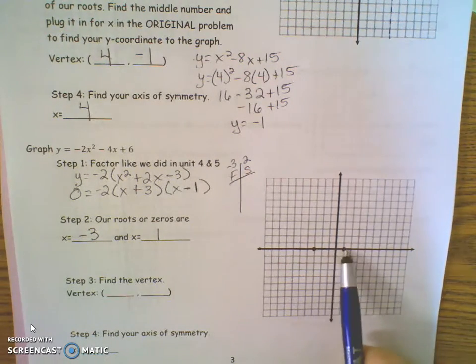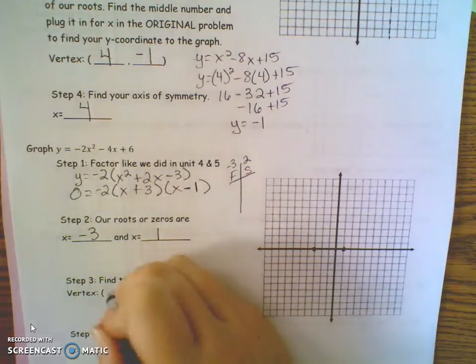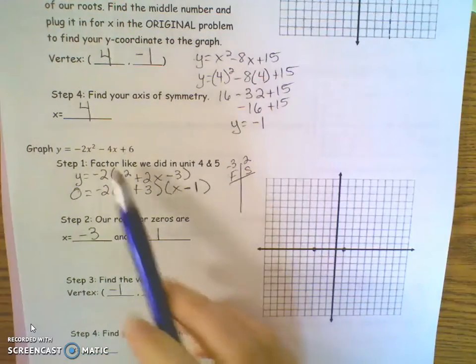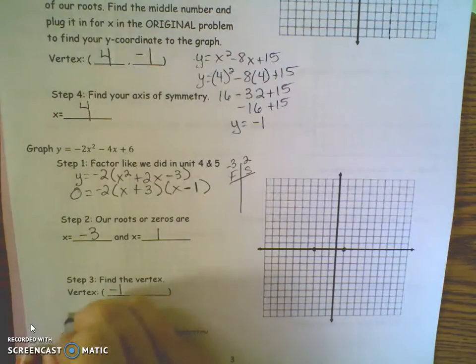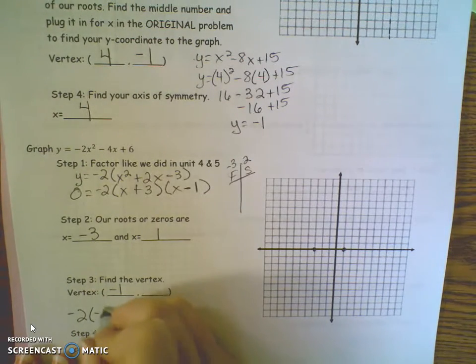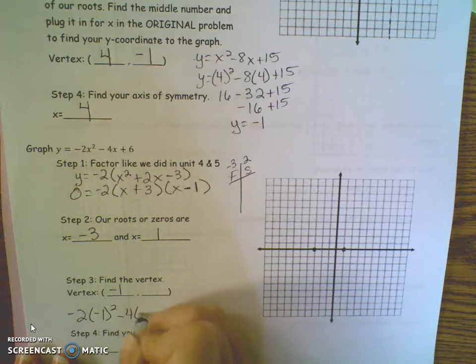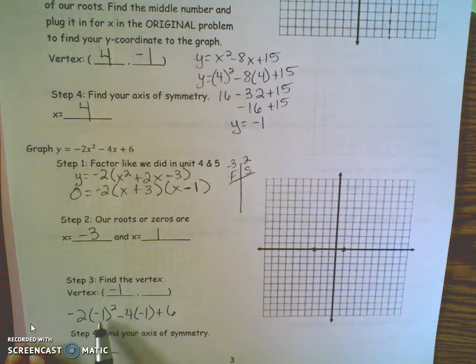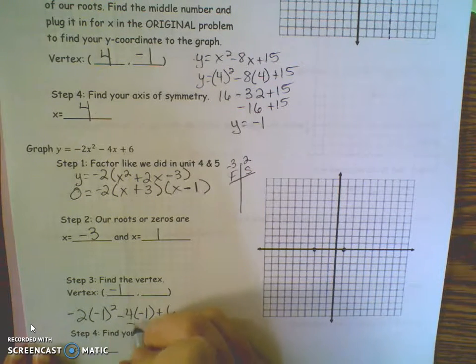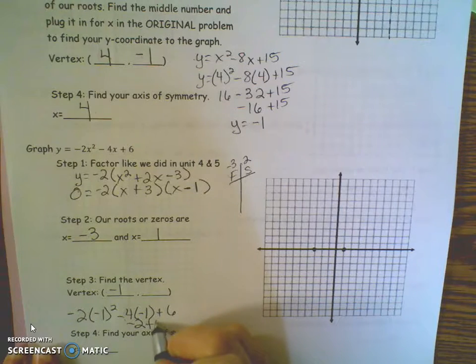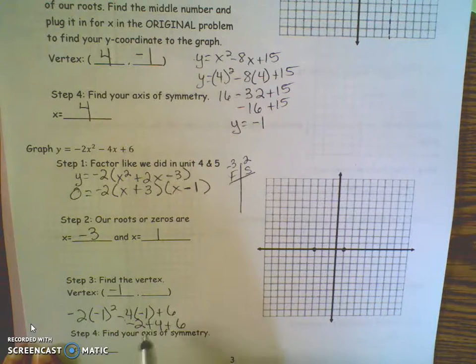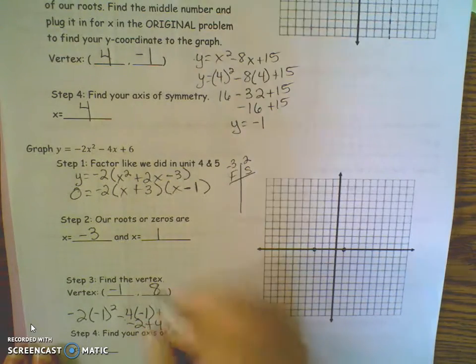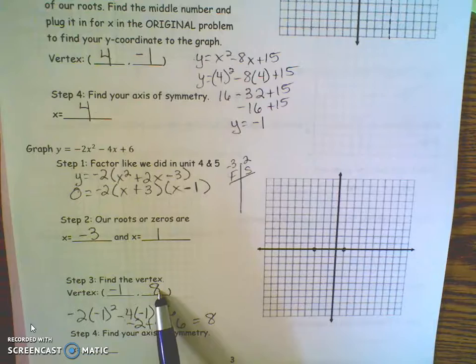Okay, so my vertex is going to be right in the middle of those. Right in the middle of negative 3 and 1 is going to be negative 1. And then I'm going to put that into my equation up here. So negative 2 times negative 1 squared minus 4 times negative 1 plus 6. Negative 2 times negative 1 times negative 1 is positive 1, so that's going to be negative 2. Negative times a negative is positive, plus 6. That's going to be 2 plus 6 gives me 8. So my y coordinate is going to be 8.